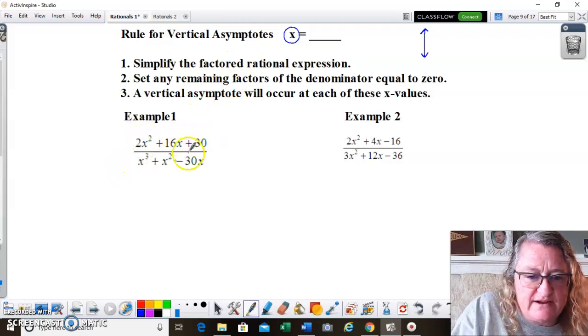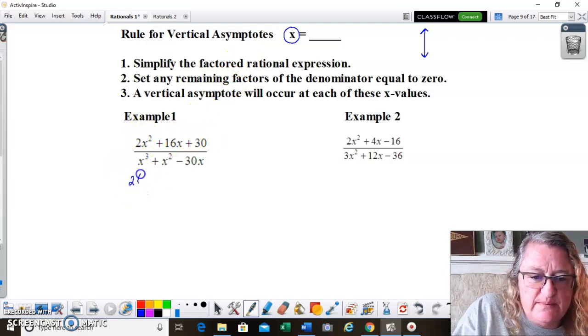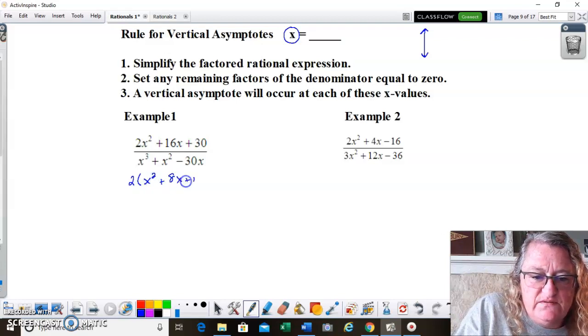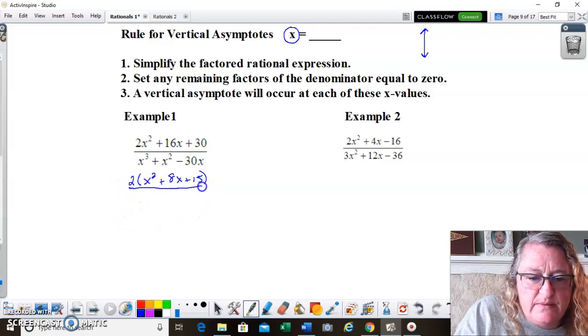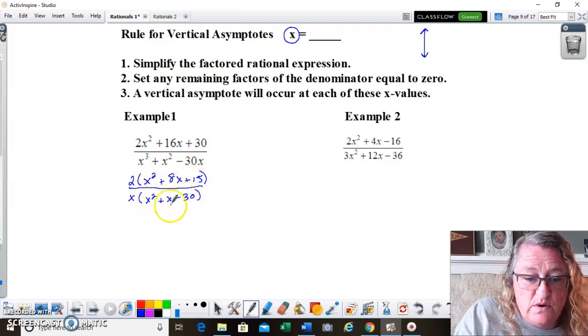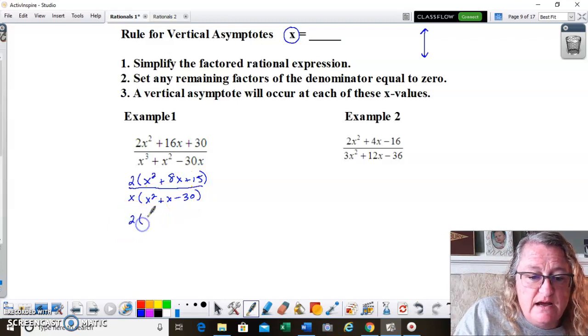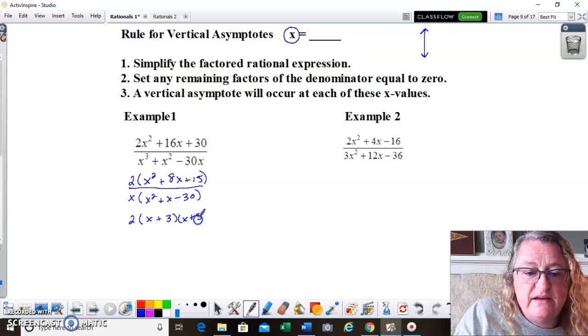So let's go ahead and factor this one. I see a 2 that can come out. That leaves me with x squared plus 8x plus 15. Okay, and in the bottom, I see an x that can come out, which leaves me with x squared plus x minus 30. Now if I factor those two quadratics, I get x plus 3 and x plus 5.